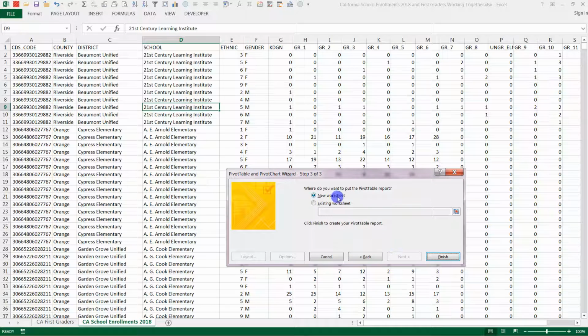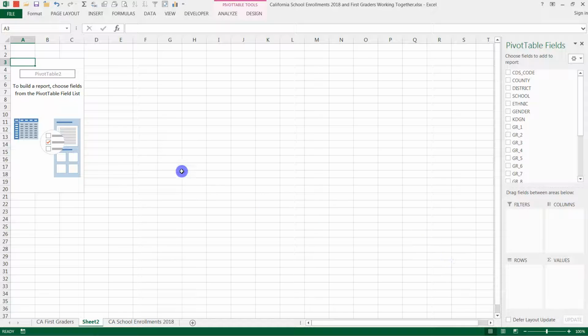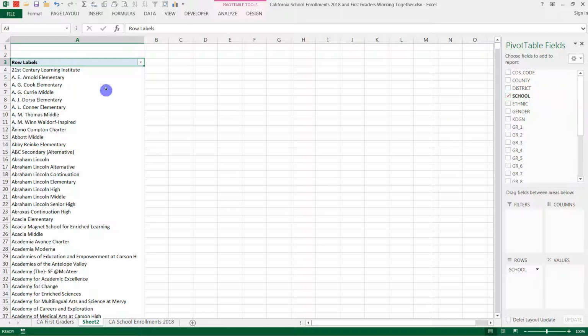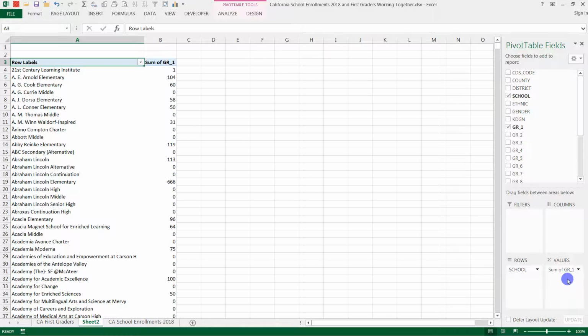Okay, and I'm going to put this in a new worksheet. I'll just repeat what I did before. So I'll finish that. So it comes up here in an empty space. This is where the pivot table is going to go. And you're looking at this. And the thing I'm going to put here is by school. So I like names of schools. And then I'm just going to take the first graders and put them here. And it's adding across the ethnicities and genders to get these totals.